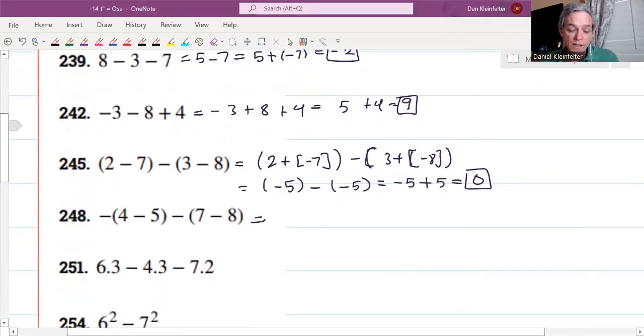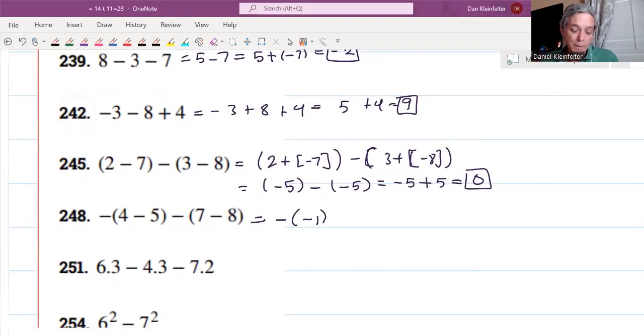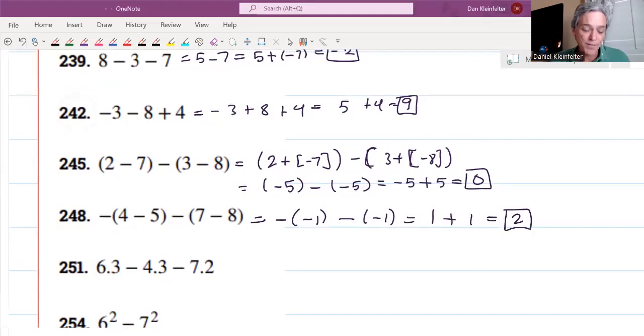Okay, let's try this next one. 4 minus 5 is negative 1. 7 minus 8 is also negative 1. So lots of negatives here. Let's be careful. The opposite of negative 1 is going to be a 1. And then we are subtracting from it negative 1 again. So that's another plus 1. We end up with 2 overall.